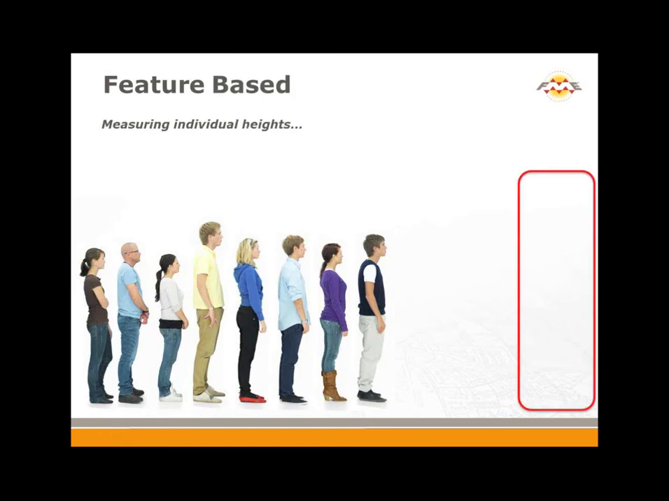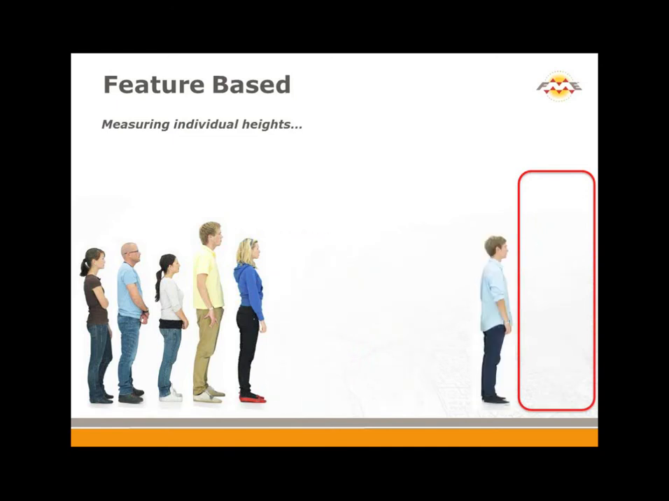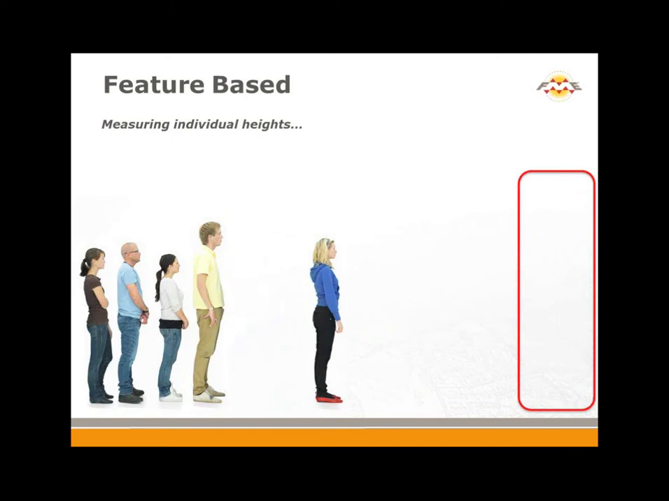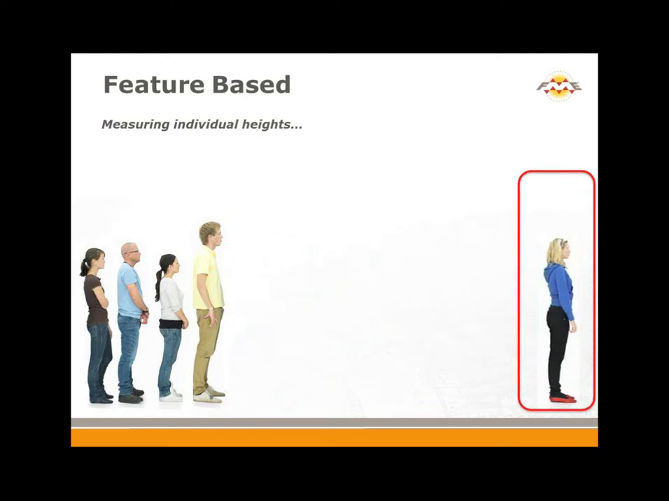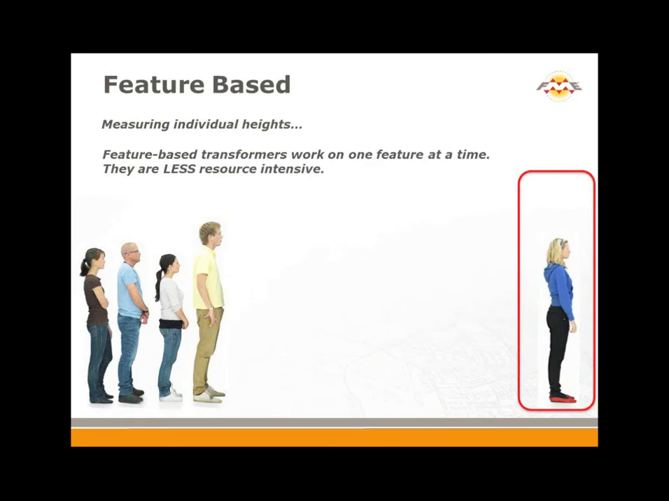And then just to try and prove that, say we wanted to measure the height of all of these people that we've got on screen, well, that would be a feature-based process. We can take each person or each feature one at a time, and we can move them into our measuring facility, measure their height, and send them on their way. And we can keep doing that with all of these other people, one person at a time, measure their height, send them out. So this is what we call a feature-based process. And the important thing here is it's only ever one person at a time being processed, or one feature at a time. And so feature-based transformers work on one feature, and they're less resource intensive.